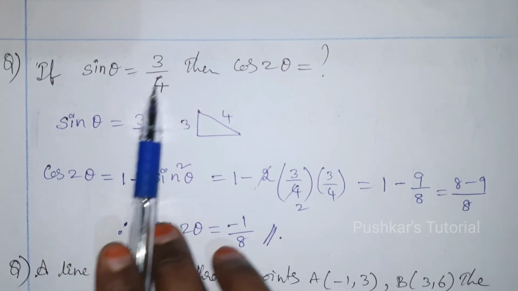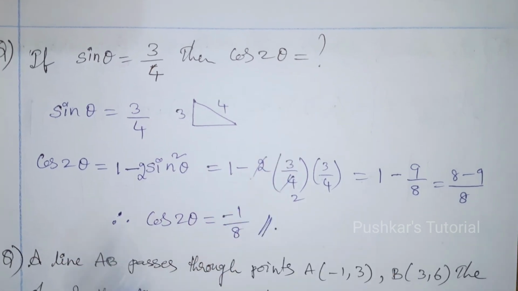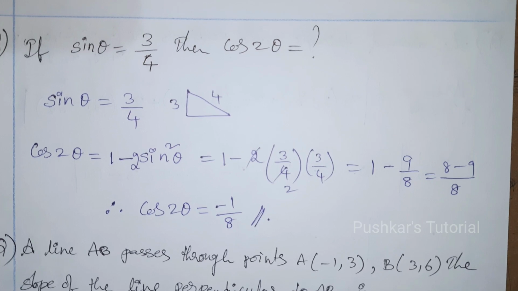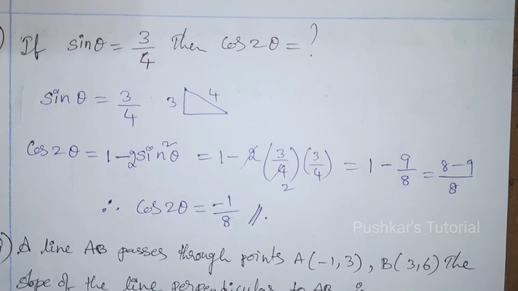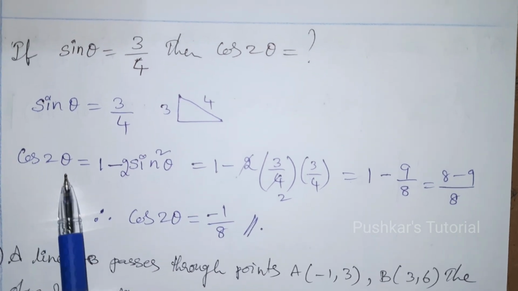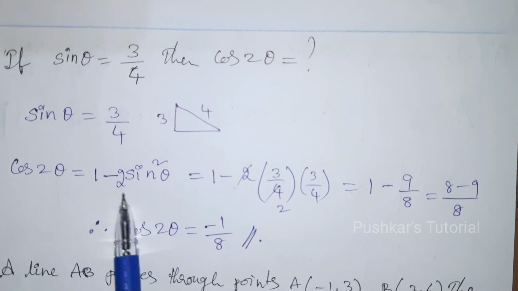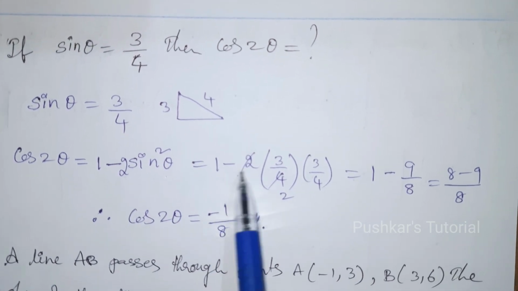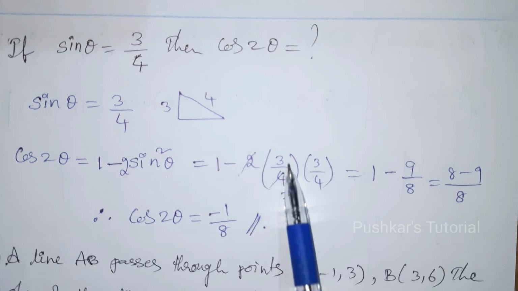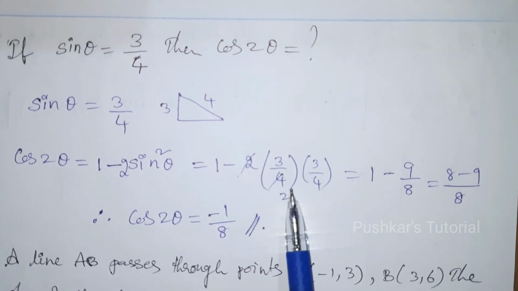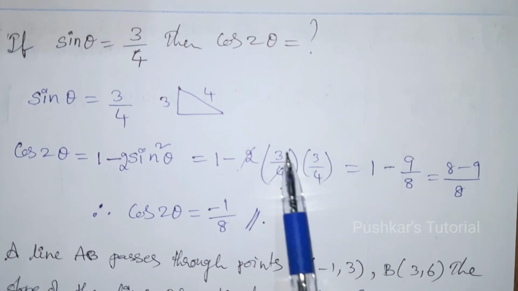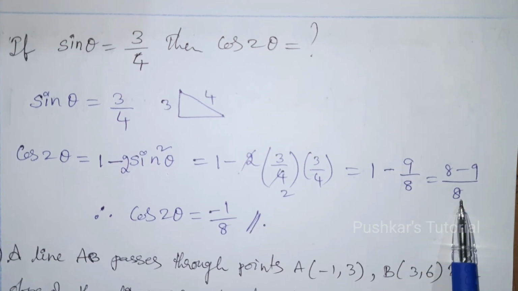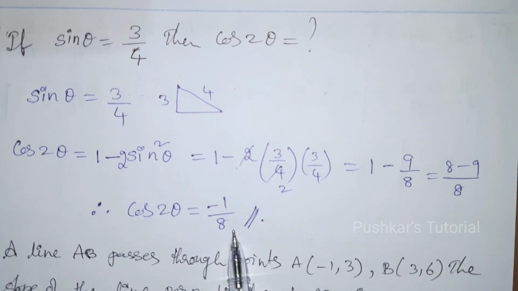If sin theta is equal to 3 by 4, then find cos 2 theta. So sin theta is equal to 3 by 4. I am not checking with Pythagoras triplet because there is a trigonometry formula for cos 2 theta: 1 minus 2 sin square theta, an intermediate formula. So 1 minus 2 sin square theta means 3 by 4 into 3 by 4. Cancellation. So 1 minus 9 by 8. LCM 8, so 8 minus 9 by 8 is minus 1 by 8.